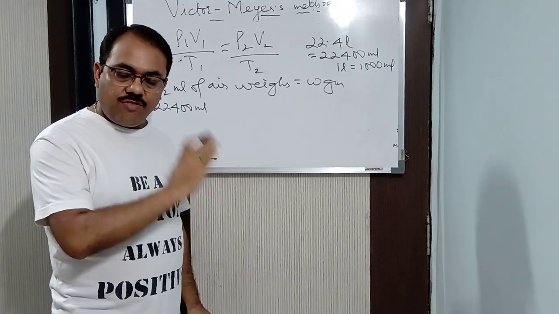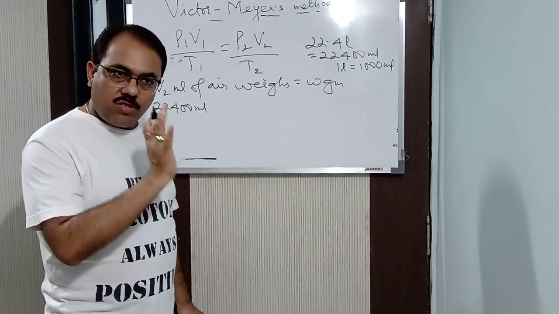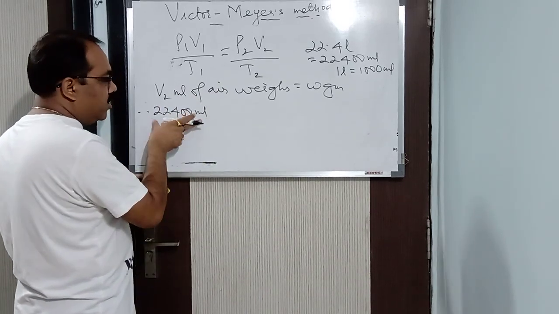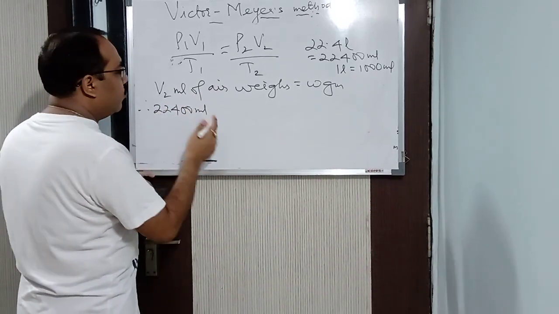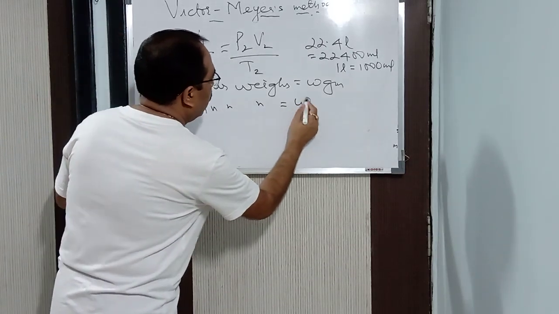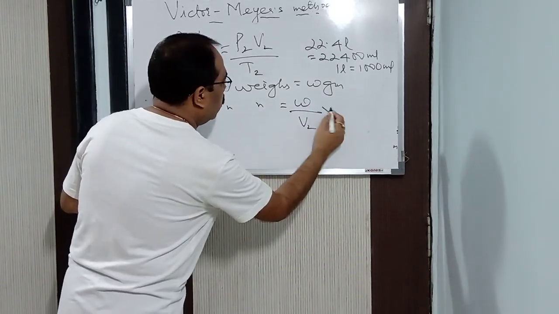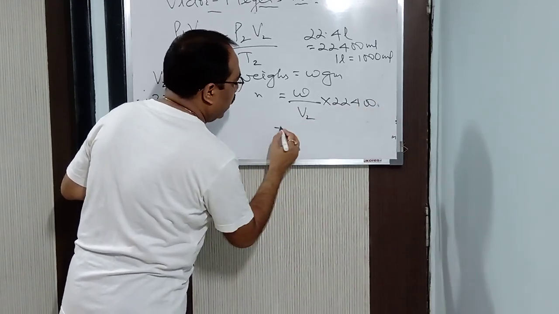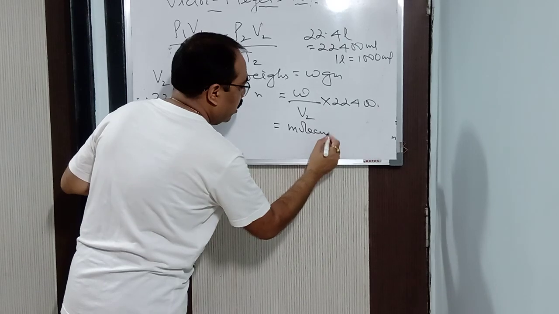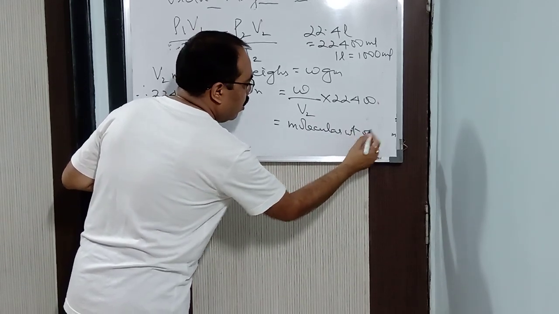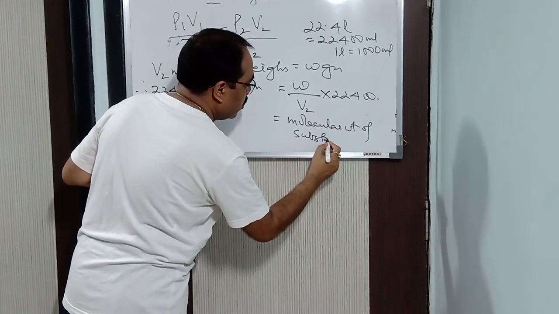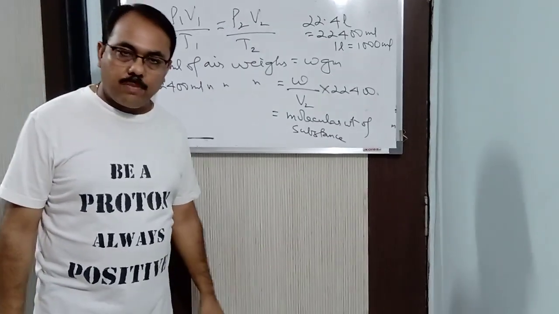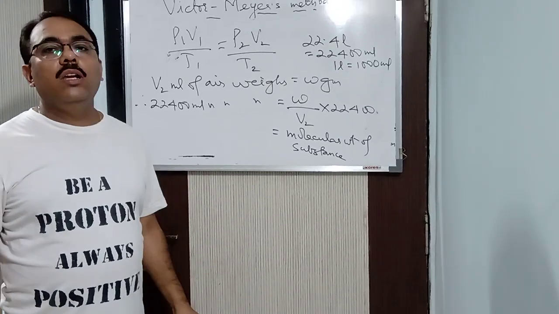You see the relationship which I did in the last class, vapor density and molecular weight. Once again, if you don't understand, you will understand it. So molar volume of a gas is how much? This much is equal to molecular weight. So 22400 ml of air weighs how much? W by V2 into 22400 ml. So this will ultimately give you the molecular weight of the substance. In this way, by Victor-Meyer's method, we calculate the molecular weight of a substance.